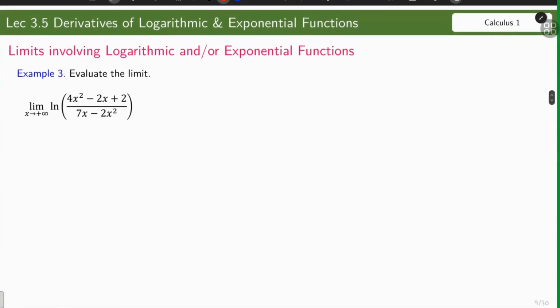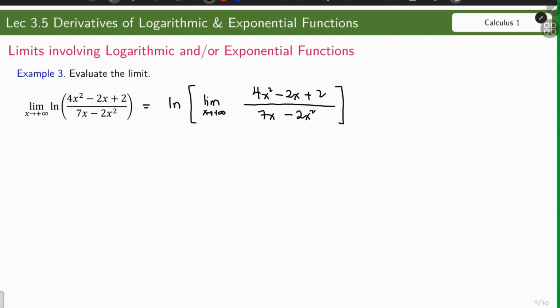Number 3, we have here the limit of the ln of the quantity 4x squared minus 2x plus 2 all over 7x minus 2x squared as x approaches positive infinity. So take note that here, yung mag-approach ng infinity is yung x, nasa loob ng ln. So, we can insert the limit operator inside the ln. So we have 4x squared minus 2x plus 2 all over 7x minus 2x squared.